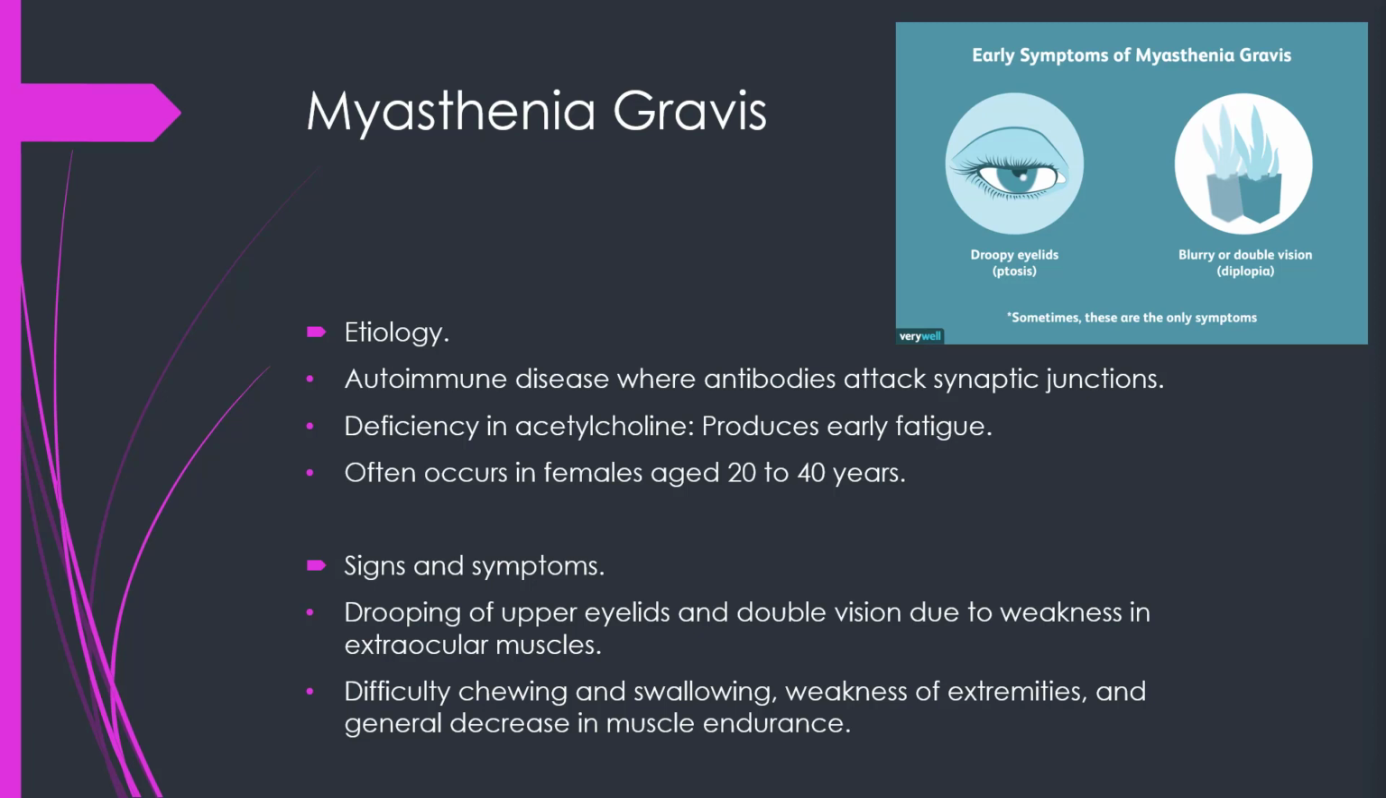We manage this condition by treating it with drugs that inhibit the breakdown of acetylcholine. Corticosteroids can be used to suppress the immune system, thus reducing the production of antibodies that destroy acetylcholine receptors.